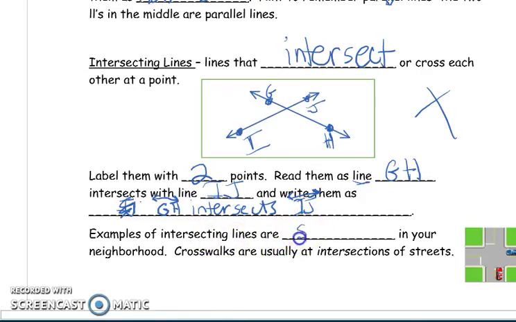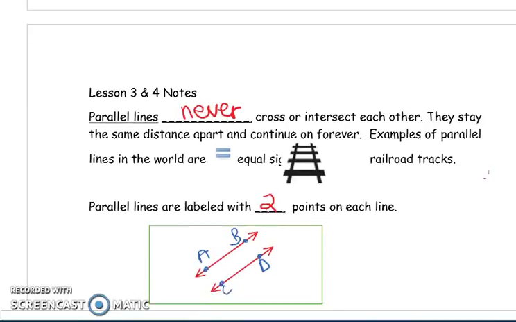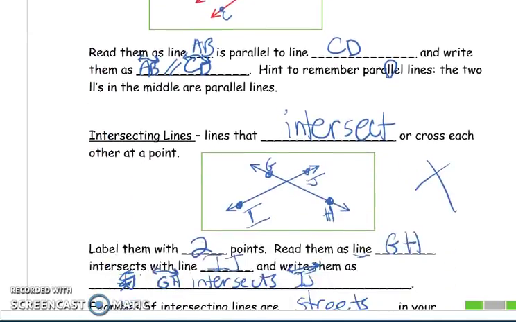Examples of intersecting lines are streets in your neighborhood. So, for example, if you're driving down Route 38, you might see Caneville Road off to the side. Okay, Caneville intersects with Route 38 in Geneva. Crosswalks are always at intersections of streets too. So, like when you're crossing Harrison and Dodson Lot, just imagine that is an intersection. So, crisscrossing is intersecting. Since parallel lines never cross each other, they are not intersecting lines.